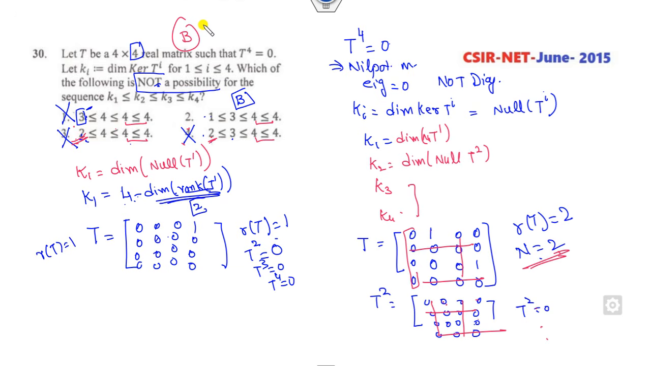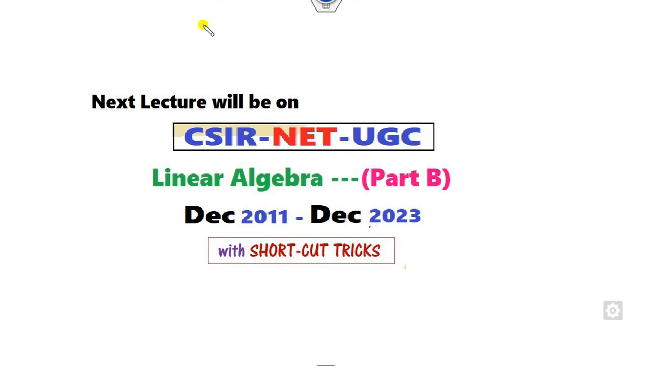So I hope you can easily learn the various shortcut tricks in these PYQ questions. We will see the next lecture on the PYQ questions of December 11 to 23, again with the help of various shortcut tricks.